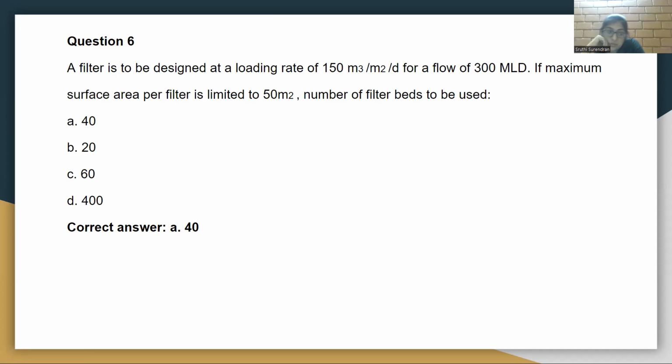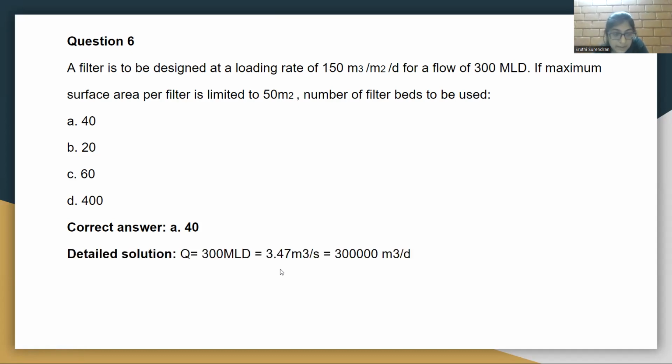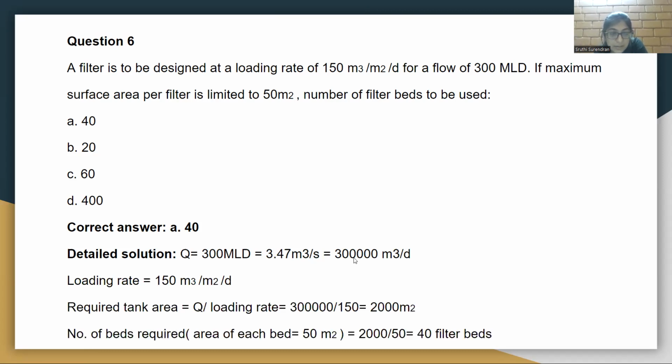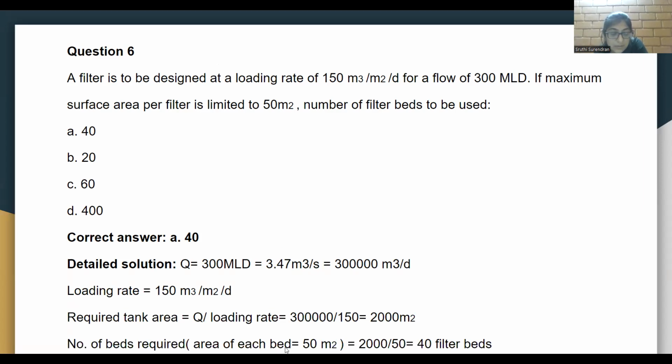Yes, it is done. Actually, the area is 2000 meters square. 2000 by 50 is coming out to be 40. Okay. So here they gave the discharge, converted into meter cube per second, and the surface loading rate also in meter cube per second, or meter cube per day again is enough. Divide it, you will get the area of the tank. Then for the number of beds required, we know the area of each bed, so when you divide by this you will get 40 filter beds.